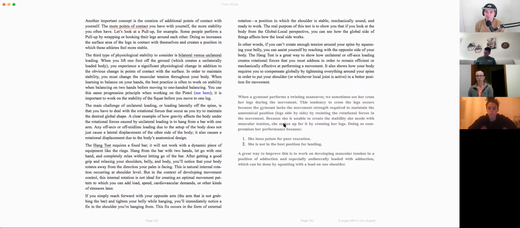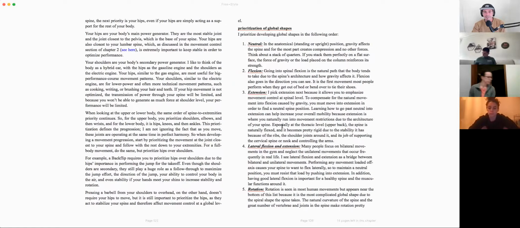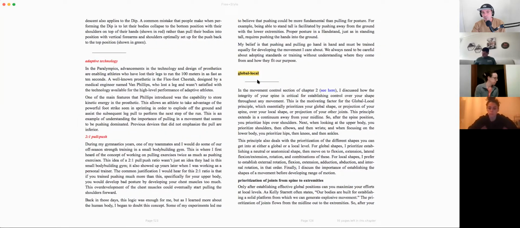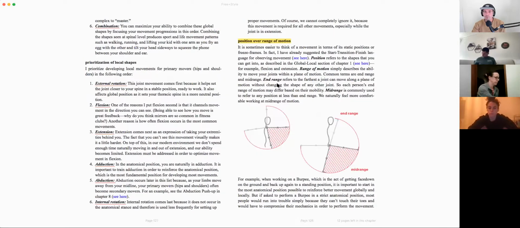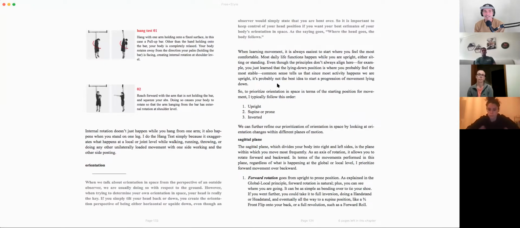We tend to have more stability in external rotation than in internal rotation. And why this is interesting is because our physiological stability goes hand in hand with our global versus local principle for progression, sorry. Now, let's see, where was I? Finally, another example of physiological stability can be observed in this hang test.